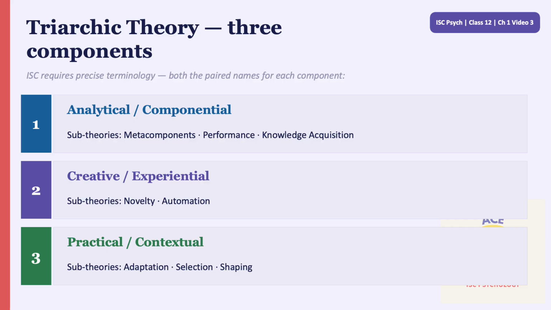Before we go into each component, I want to give you the ISC terminology precisely, because Sternberg's three components have specific names in the syllabus that you need to use in exam answers. The three are analytical or componential intelligence, with three subtheories called meta components, performance components, and knowledge acquisition components. Creative or experiential intelligence, with subtheories of novelty and automation. And lastly, contextual or practical intelligence, with subtheories of adaptation, selection, and shaping.